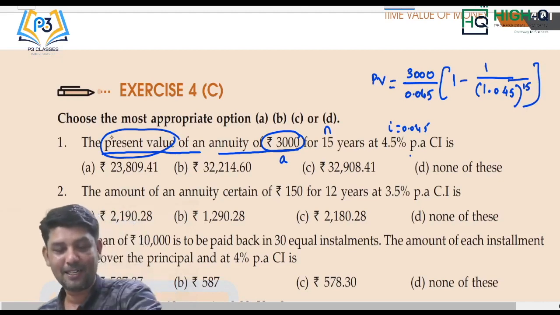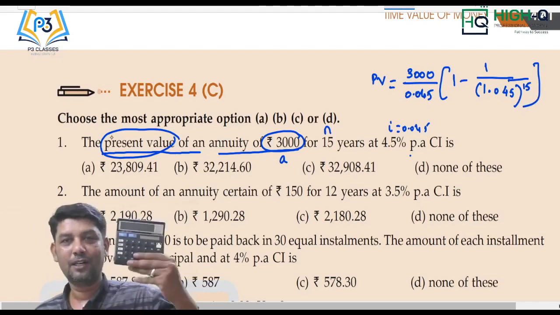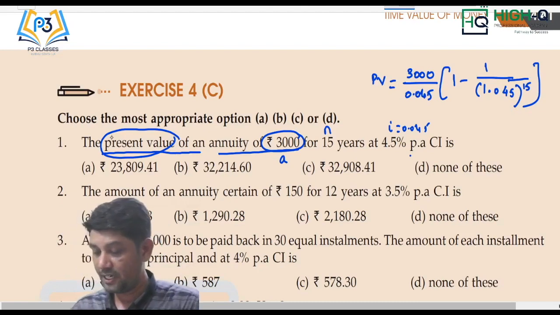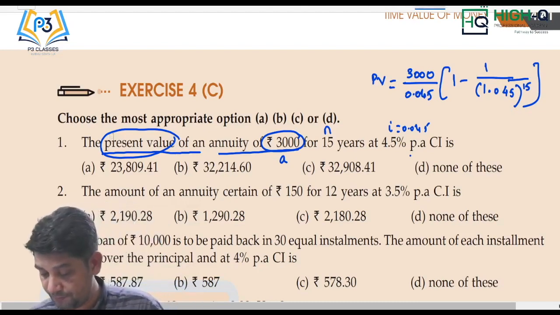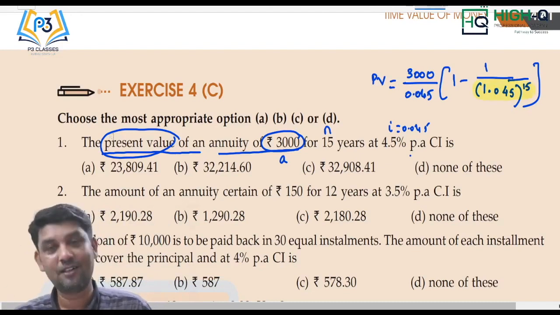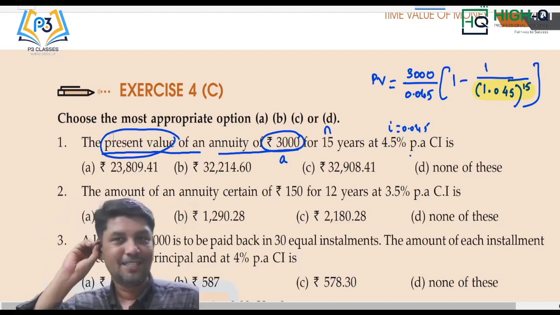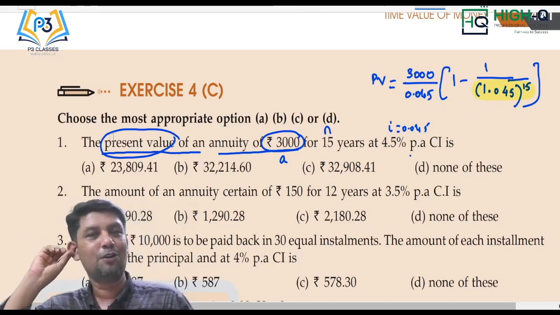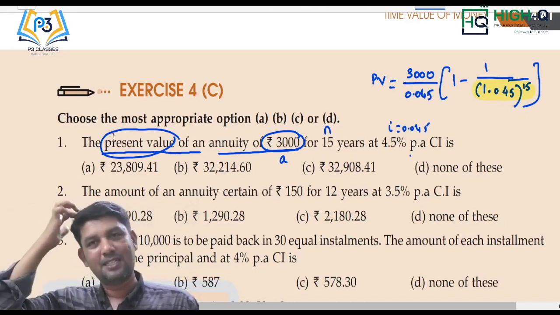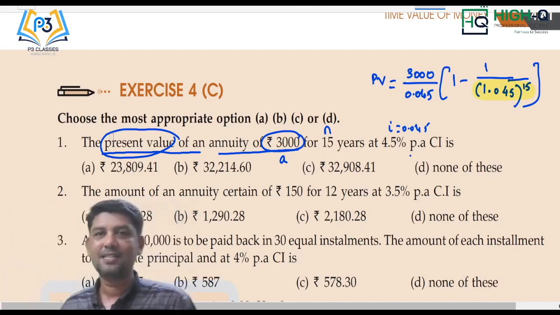The next thing is what? Your calculator. Now, listen here. In your examination, 99% of the time, the value of 1.045 whole power 15 will be given to you. These kinds of big values are always given. You need not use the calculator to find it. It is always given. But still, for the safer side, let us understand how to find it.